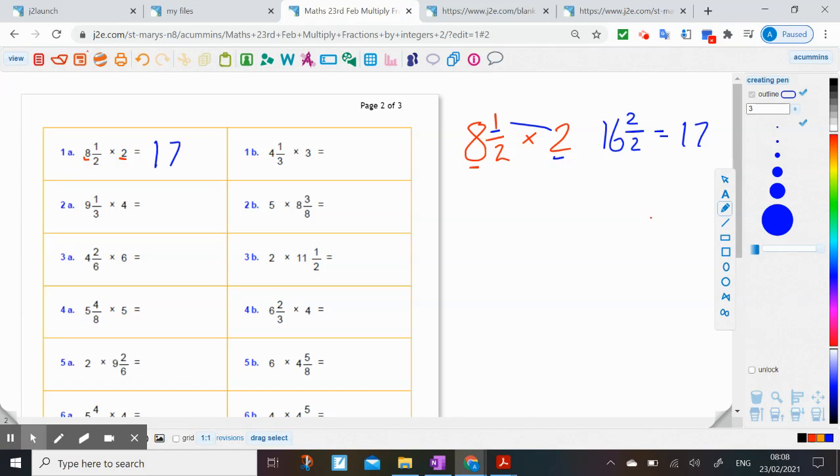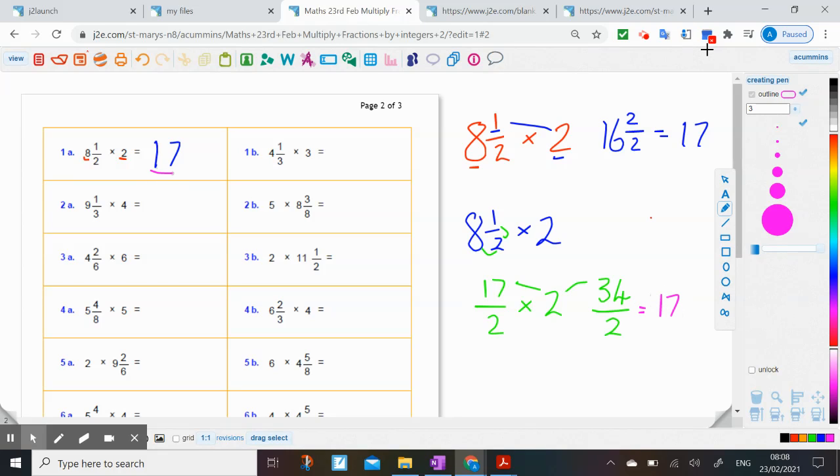Again, if you tried the improper route, you should have come to the same result, but let's test that. 8 and a half times 2. If we turn it into improper, 8 times 2 is 16, plus the 1 is 17. So we've got 17 halves times 2. 17 times 2 is 34 halves. And then we would do 34 divided by 2. That is 17. Again, same final answer. Great. So either method works.